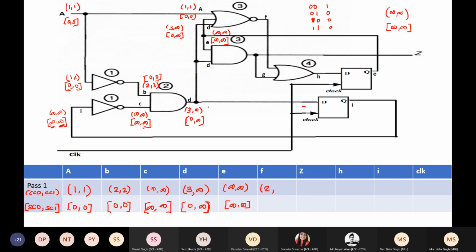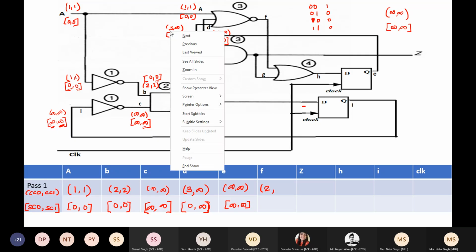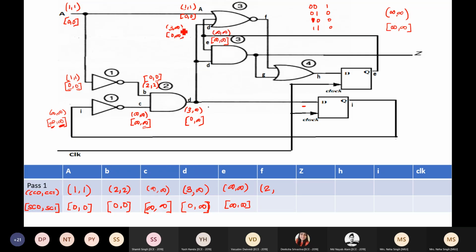CC1 of F, आउटपुट F1 कब होगा? जब दोनों इनपुट 0 होंगे. Means you add CC0 for all the inputs plus 1. CC0 इसका 1, इसका infinity, इसका infinity. So addition will give me infinity. So the value CC1 is infinity.